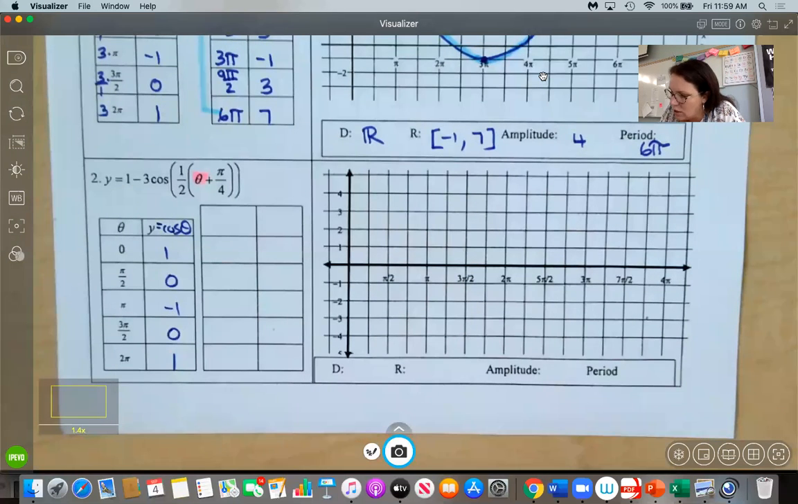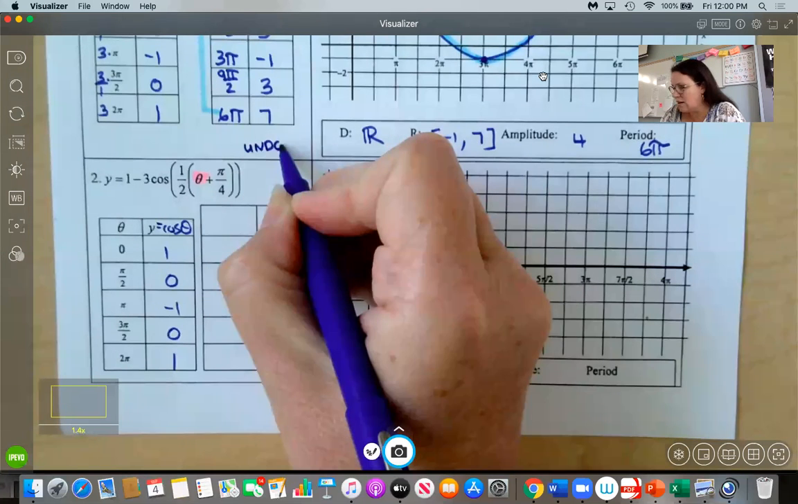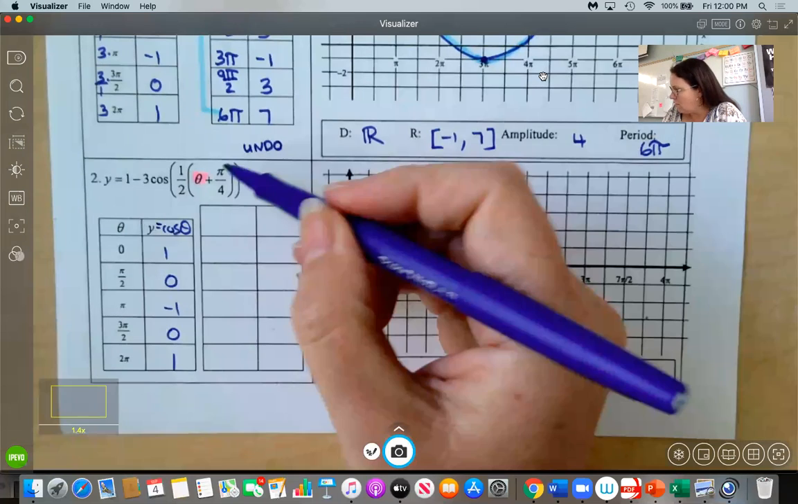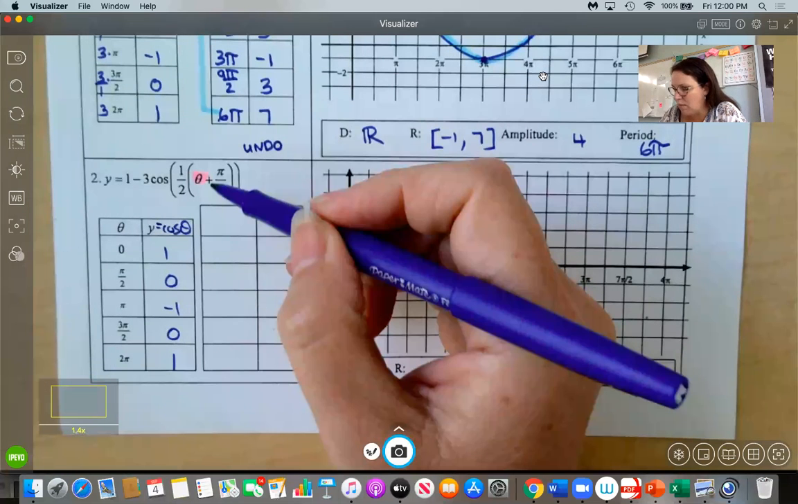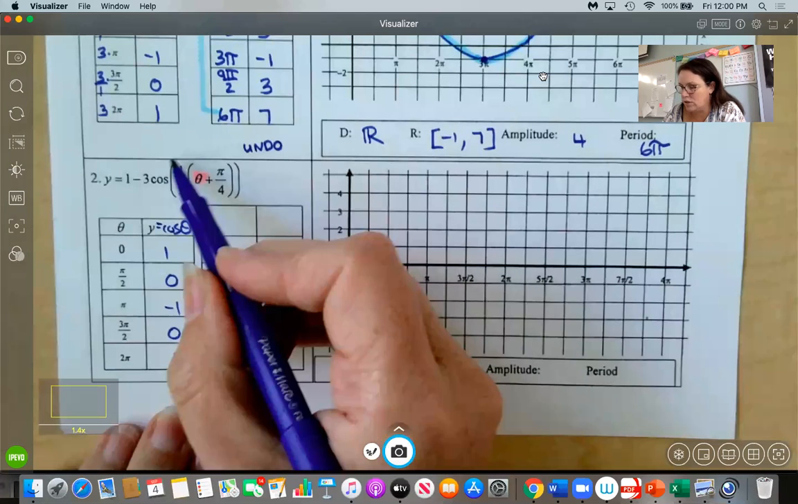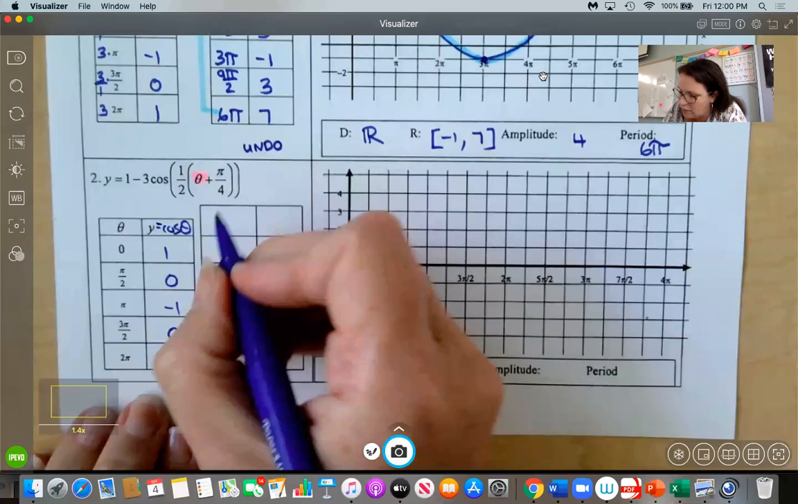And so as you undo this, you kind of want to do it in the reverse order. So if you think about what you would do if you were actually simplifying this, you would add pi over 4 and then you would multiply by 1/2. You would do the parentheses first. Well, you're going to undo it in the reverse order. So you're going to undo the 1/2 first. So undoing the 1/2, you would multiply by 2.